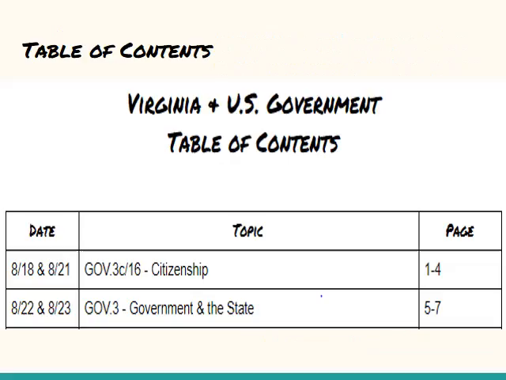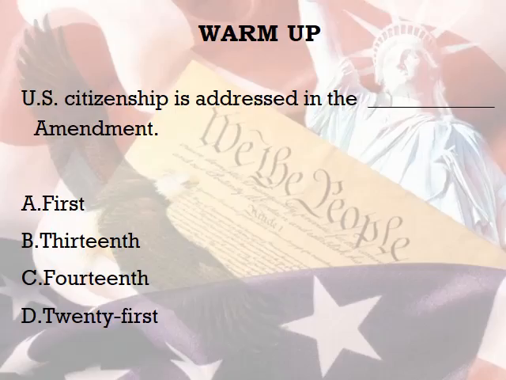All right, first thing I want y'all to do is, after you put your notes in your folder, go ahead and label your table of contents, 822 and 823, government and the state. And it'll be pages 5 through 7. All right, let's get started on warm-up.